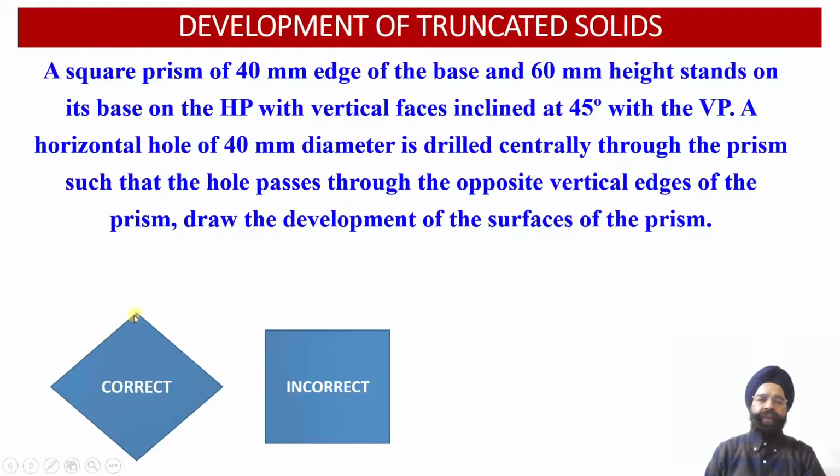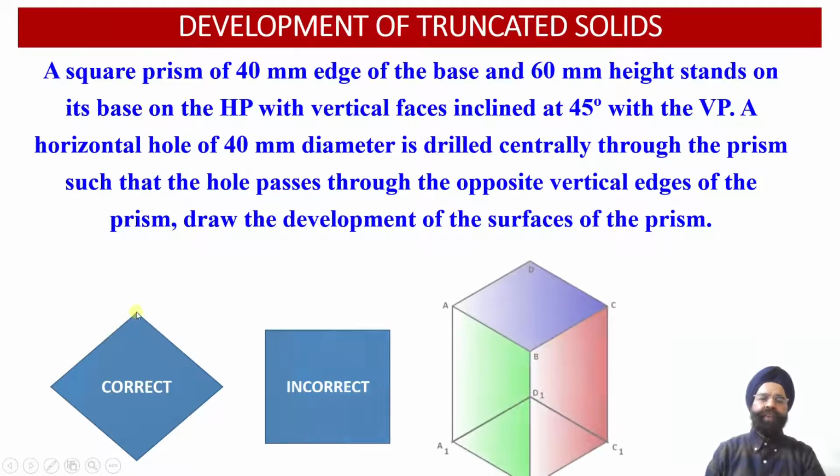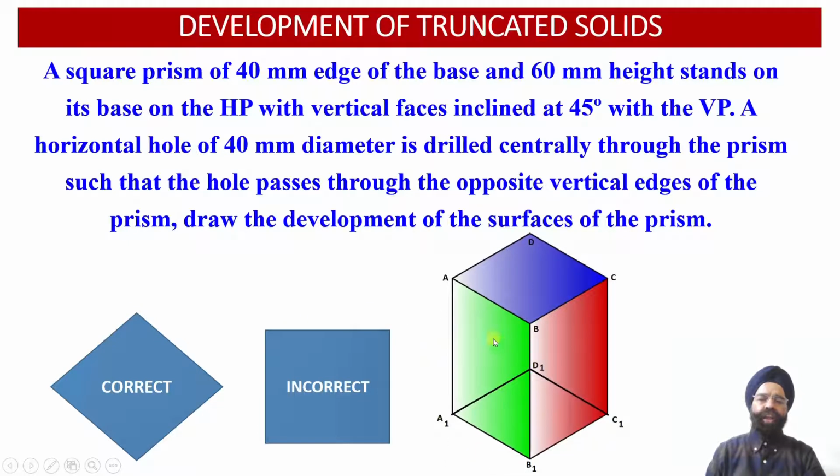Now if we locate the square prism in this orientation on the horizontal plane, we will observe that all four vertical faces of the square prism are inclined at an angle of 45 degree with respect to the vertical plane. So this is the correct orientation of the square prism with respect to the two reference planes.